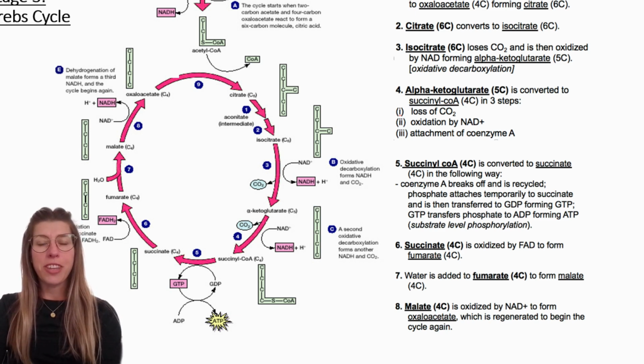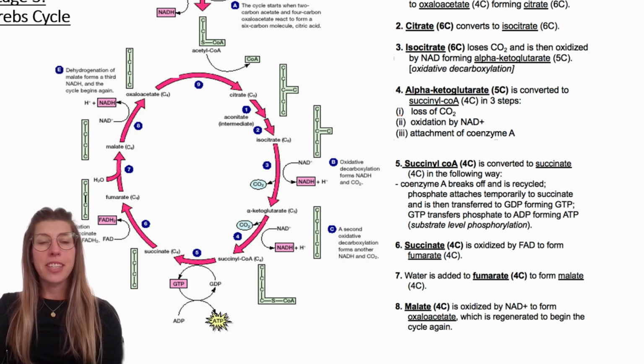Let's move on to step 6. So we have succinate, which is a 4C molecule. It's oxidized by FAD to form a compound called fumarate. Okay, so you can see that FAD comes in, takes an electron, and that forms FADH2, another high energy molecule, which will be used later to eventually generate more ATP.